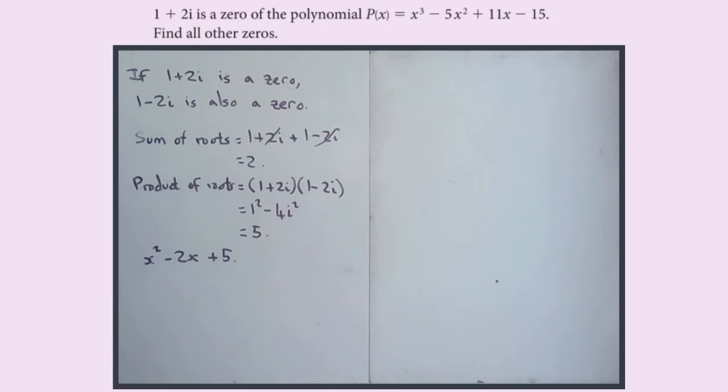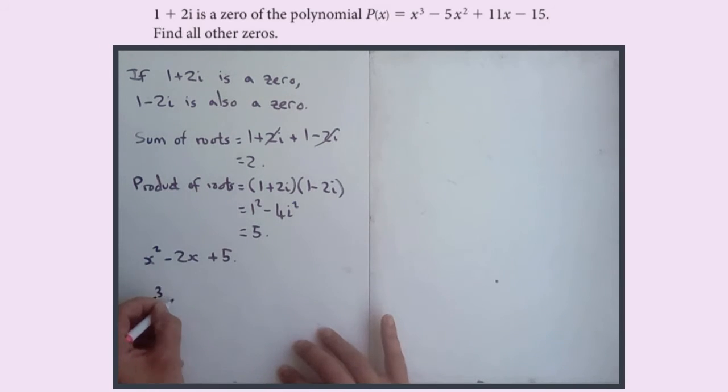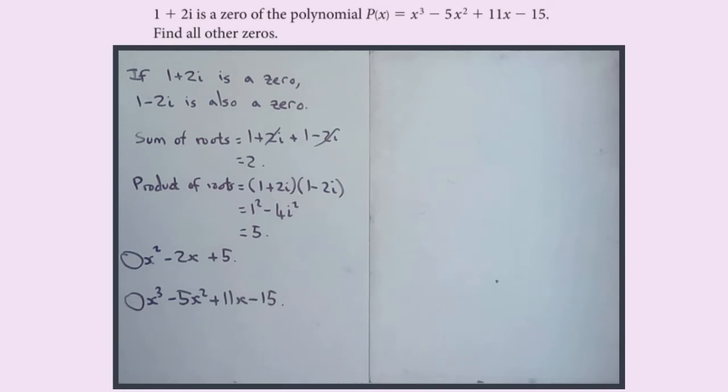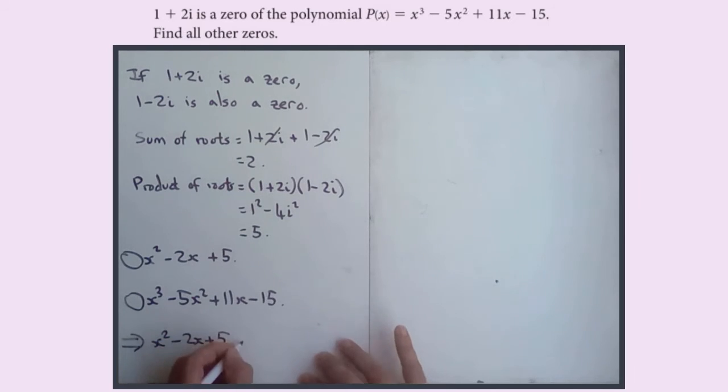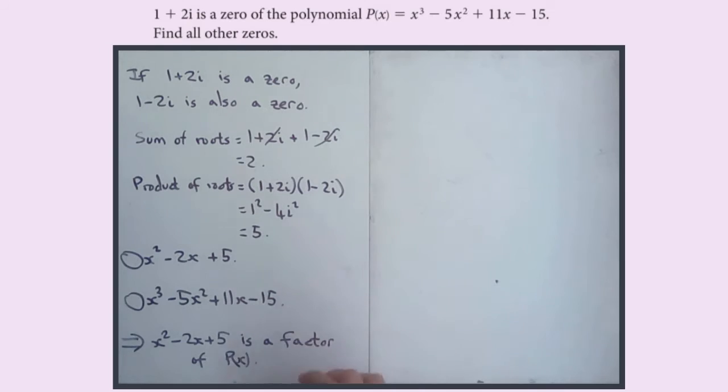And I know there's not an a in front of the x squared, because the original polynomial is just x cubed minus 5x squared plus 11x minus 15. So I'm not going to have anything in front of the x squared other than a 1, because that's all I've got here. If you had something else in front, then you'd need fractions, and you just don't present polynomials like that. Right, so now I know x squared minus 2x plus 5 is a factor of p of x.